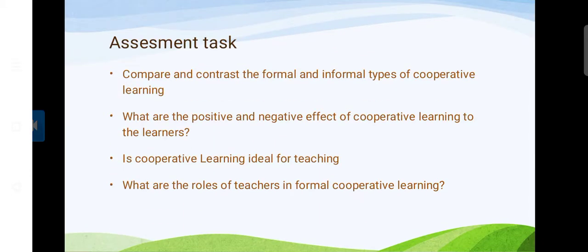Okay, so we have an assessment task. The first question is, compare and contrast the formal and informal types of cooperative learning. The second question, what are the positive and negative effects of cooperative learning to the learners? The third question, is cooperative learning ideal for teaching? The fourth and last question, what are the roles of teachers in informal cooperative learning? And that's all.